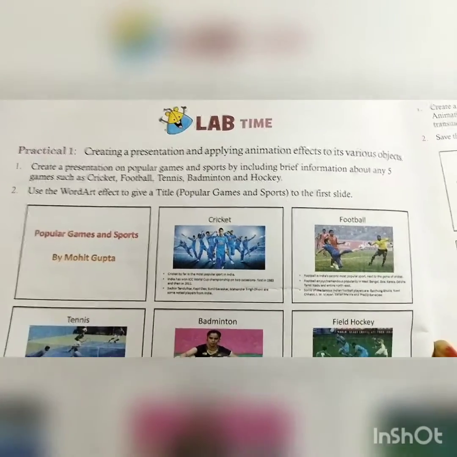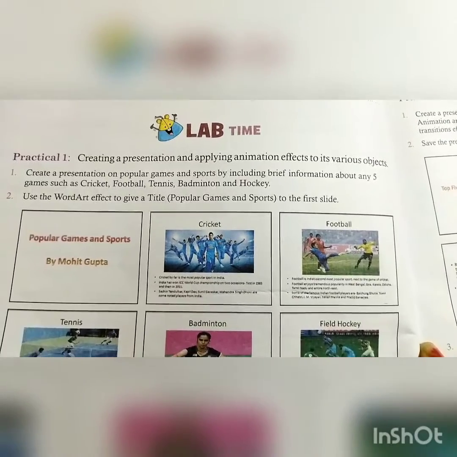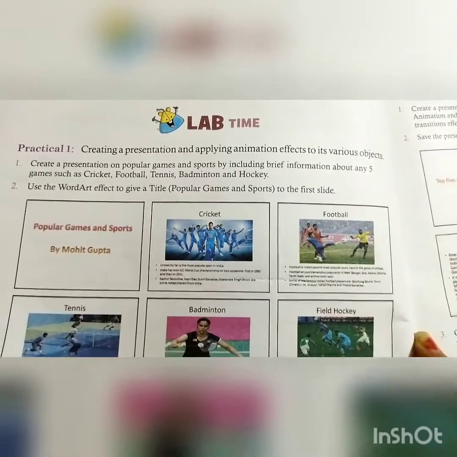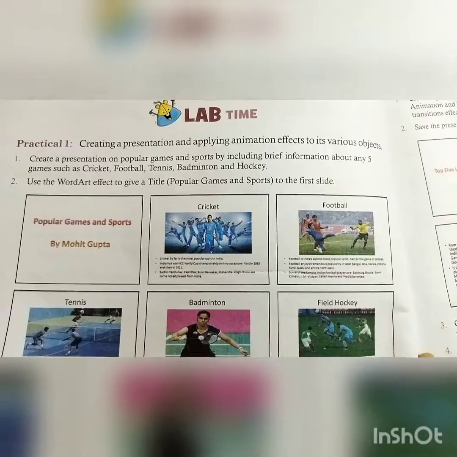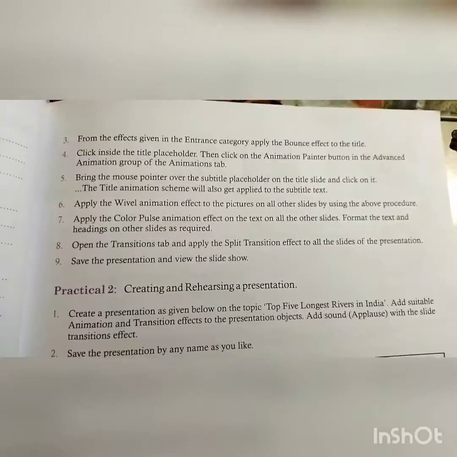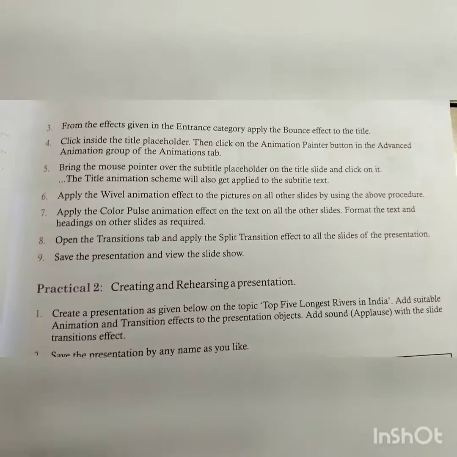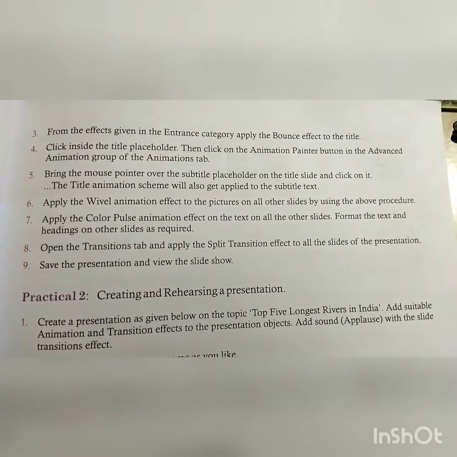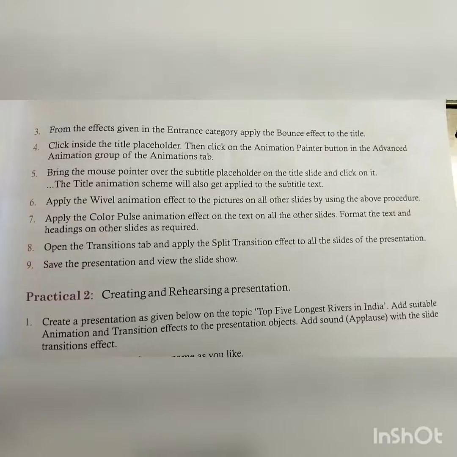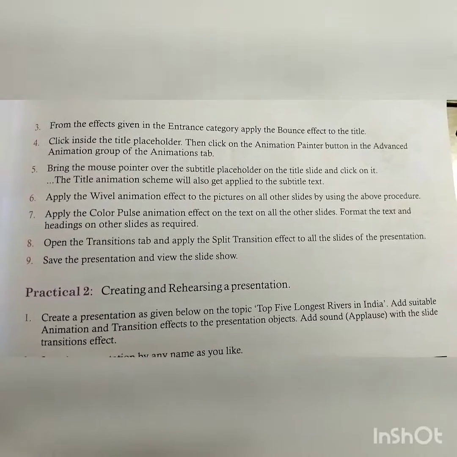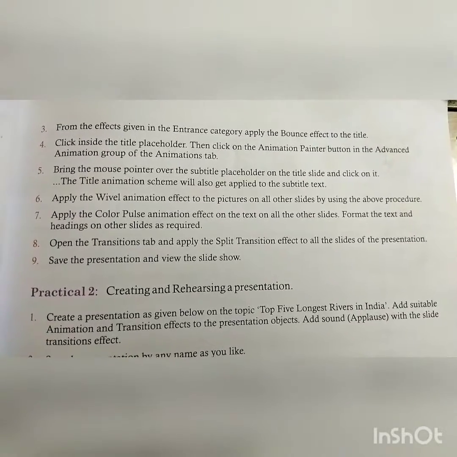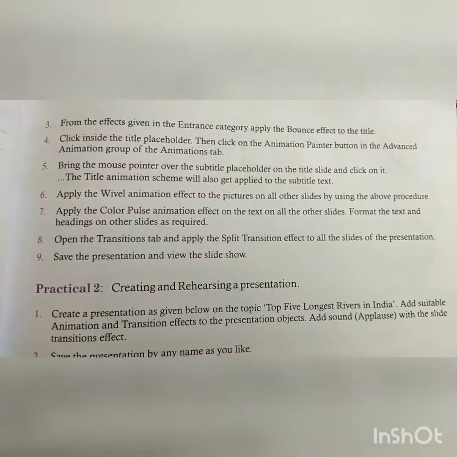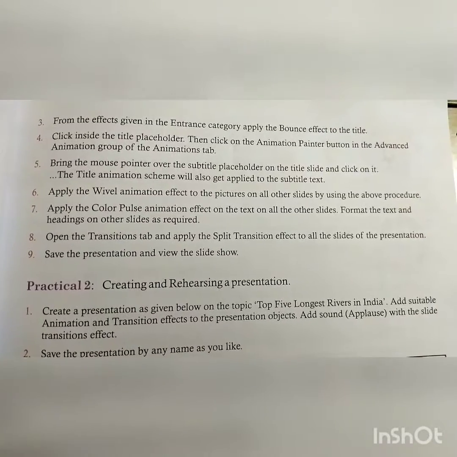Then after that, use the word art effect to give the title popular games and sports to the first slide. So you will apply and practice it practically. Okay, then you will follow the next point. From the effects given in the entrance category, apply the bounce effect to the title. After you apply it, click inside the title placeholder, then click on the animation painter button in the advanced animation group of the animation tab.